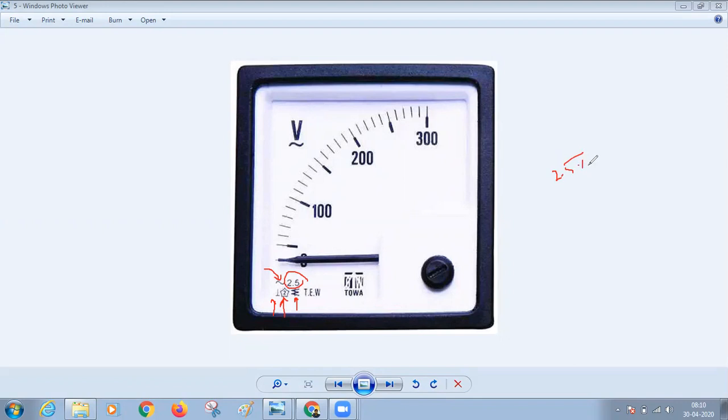2.5% of fiducial value. Actually, that fiducial value is nothing but the maximum of the minimum measurement and maximum measurement, which are the full scale readings, right? The minimum value is 0, and the maximum value is 300. So the maximum of these two is 300. So 2.5% of 300 is the error for this meter.